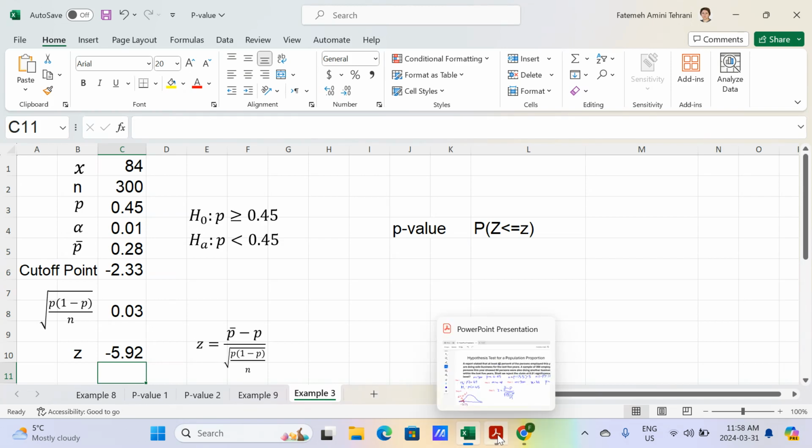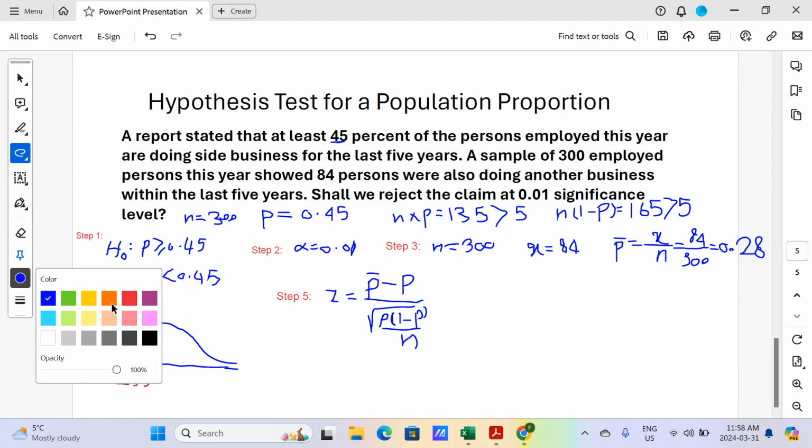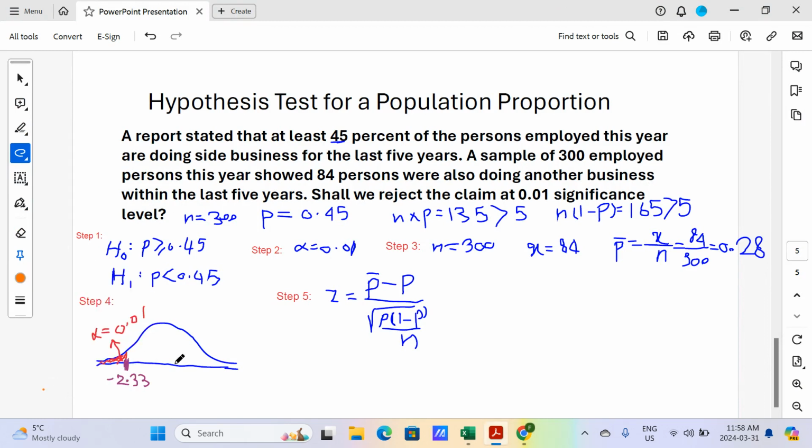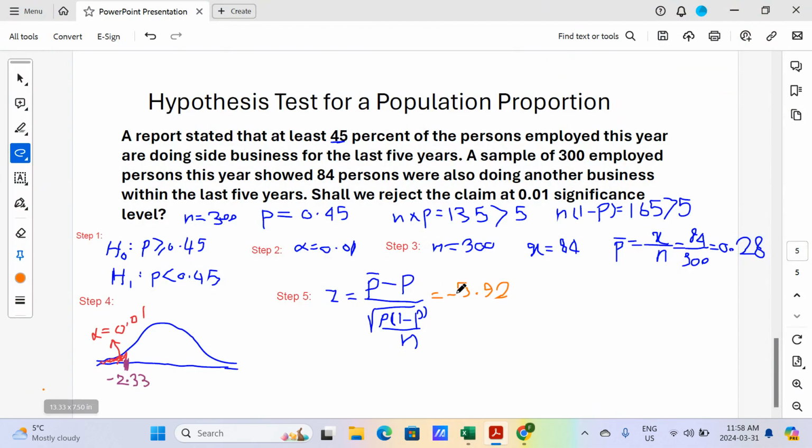Let's go back here. The z value of p bar is minus 5.92. Let's check one more time. Yes, minus 5.92. So minus 5.92 is less than minus 2.33. It's on the left side of the cutoff point. The cutoff point is minus 2.33. The z value of p bar, minus 5.92, is on the left side of minus 2.33.